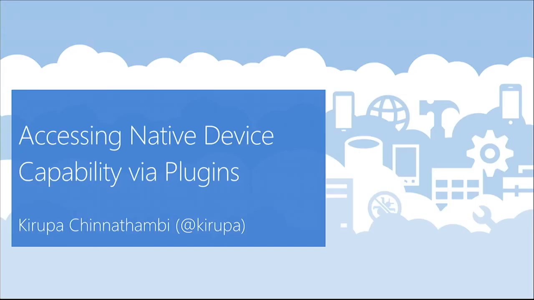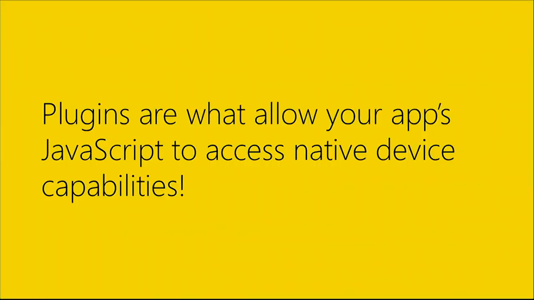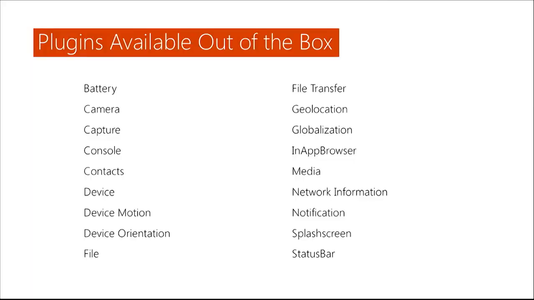One of the things that sets apart Apache Cordova apps from web apps is that Apache Cordova apps can access native device capabilities. And that access is handled by something known as plugins. So plugins are what allow your app's JavaScript to access these capabilities. These capabilities include your battery, your camera, your geolocation, your media access APIs, being able to access your contacts, and a whole lot more.